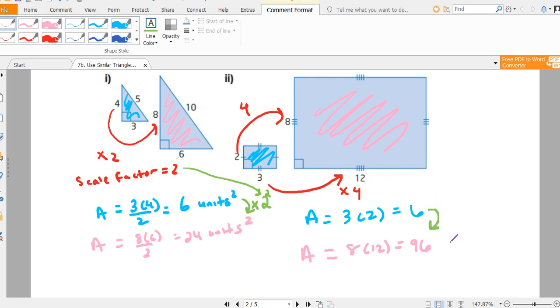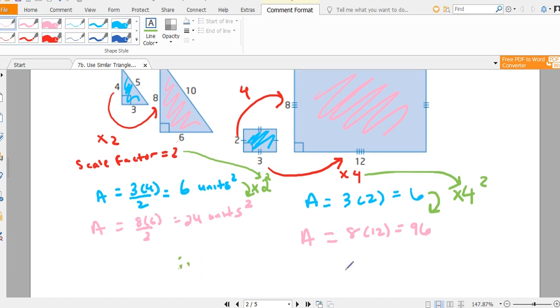Okay, let's see if it works here. From 6 times what will get me 96? Well, 6 times 16 will. Well, how do I get 16? Times 4 squared. And so 6 times 16 is 96. So in other words, so therefore, the scale factor squared.